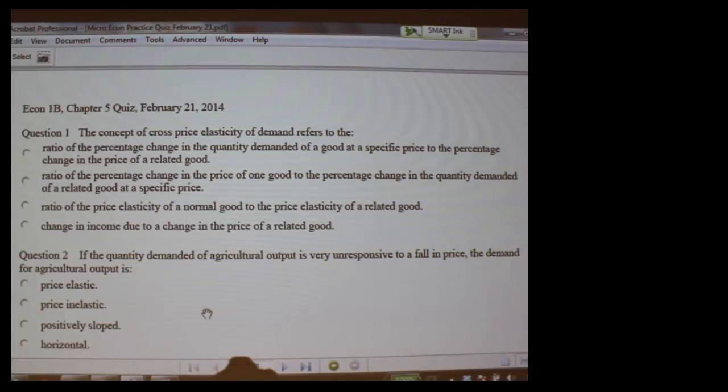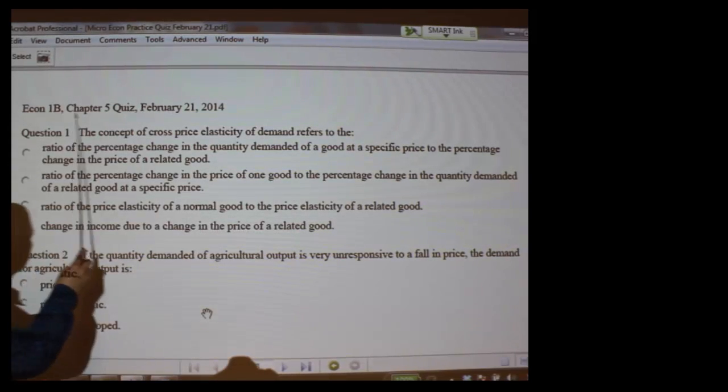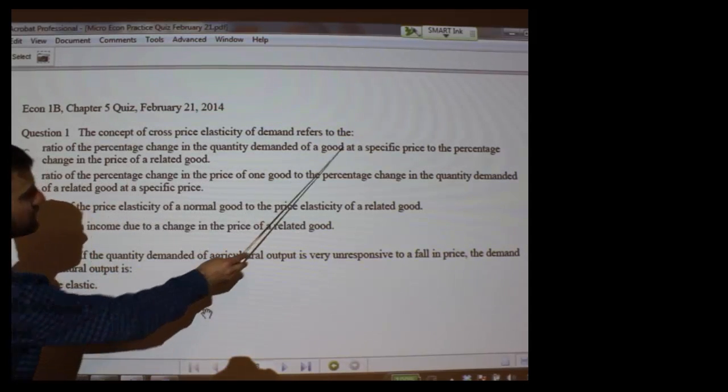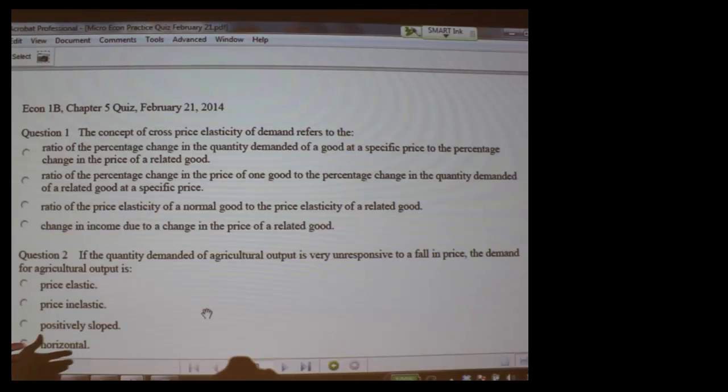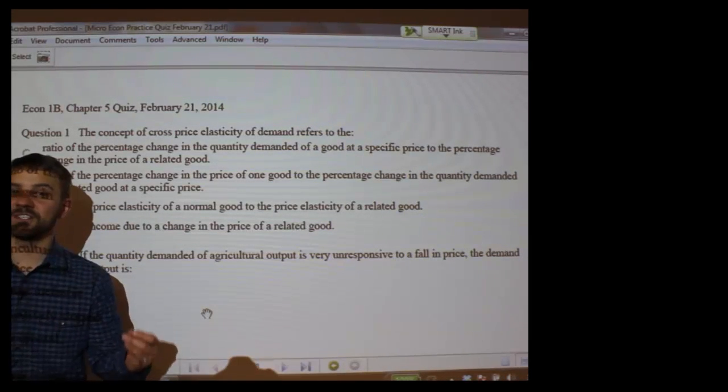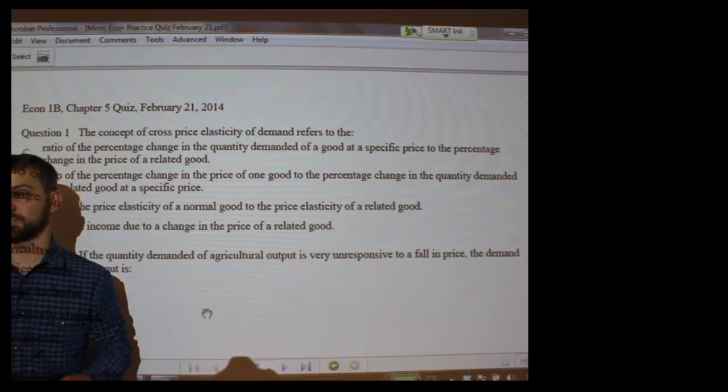Okay, so now we'll talk about the answers to the Chapter 5 quiz. The first question is, the concept of cross-price elasticity of demand refers to the... To answer this question, I would recommend writing down the formula for it. So you do need to memorize formulas, unfortunately.